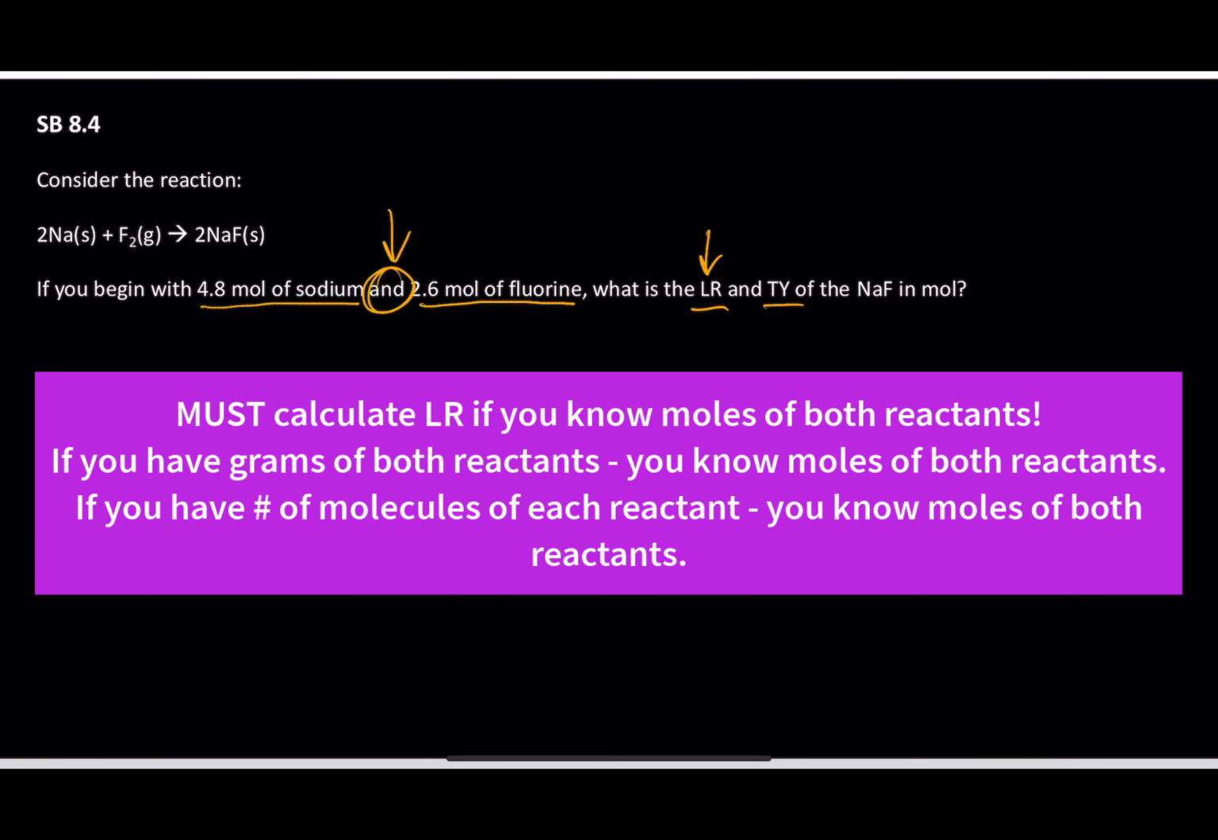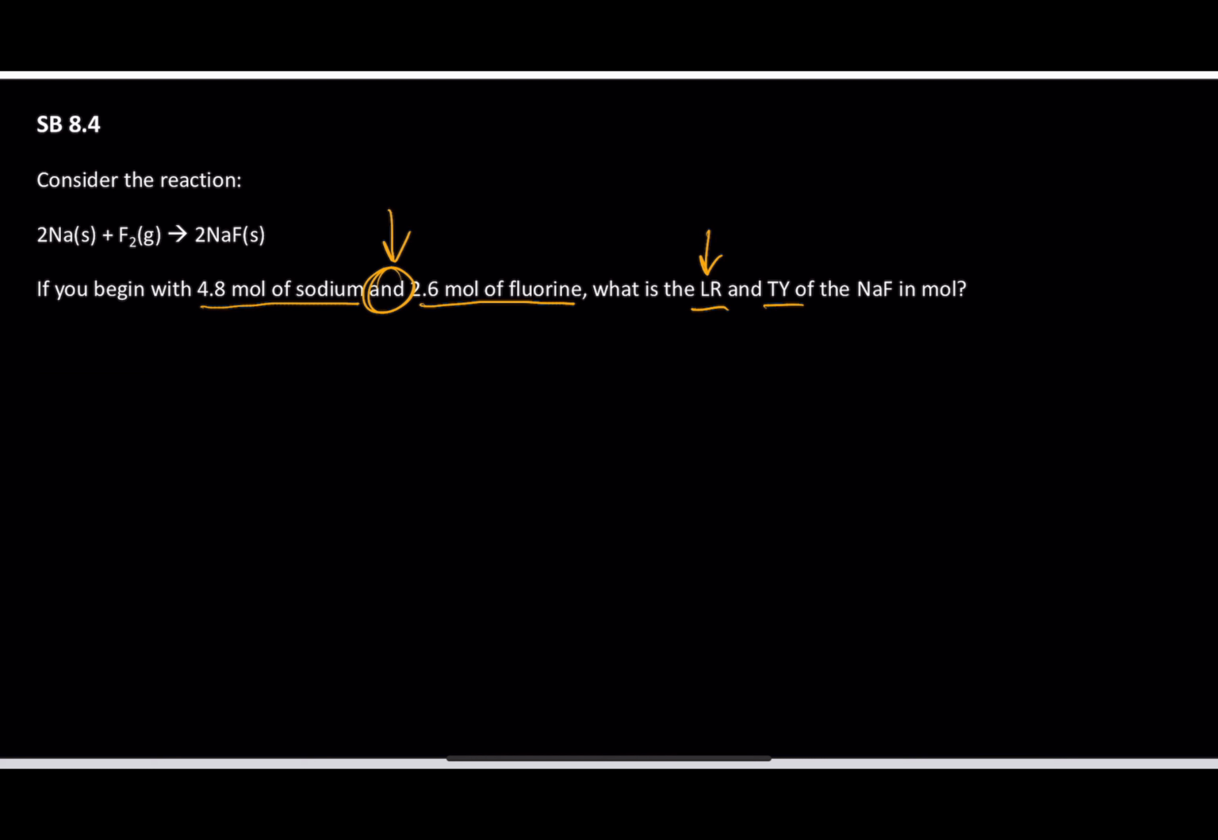Every time you know the amounts of both reactants, and by amounts, we could say moles, right? So anytime you know the moles or can know the moles of both reactants, you must solve for a limiting reactant first. Yes? Okay. So let's go ahead.